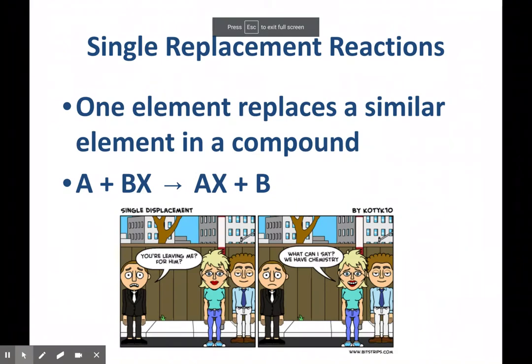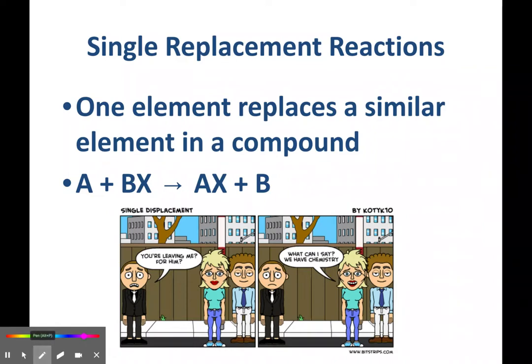The next type we have is a single replacement reaction. In a single replacement reaction, you're going to have a simple element combined with a compound. So here we have A, the element by itself, combined with the compound BX. That element that's by itself is going to swap places with something in the compound.